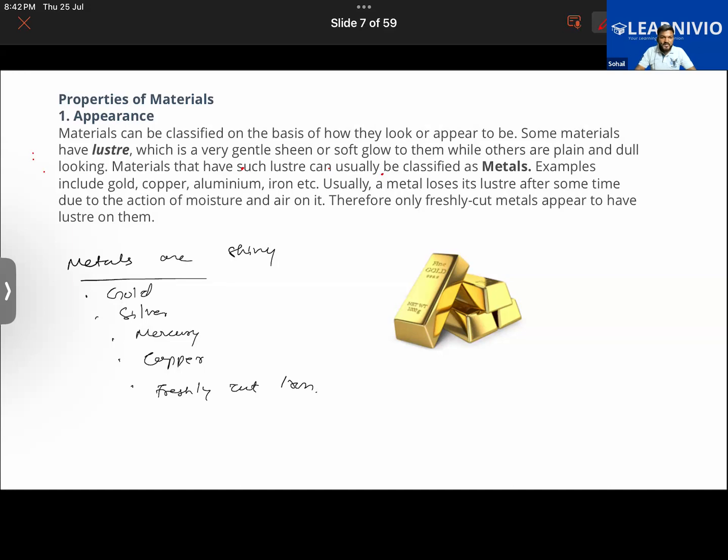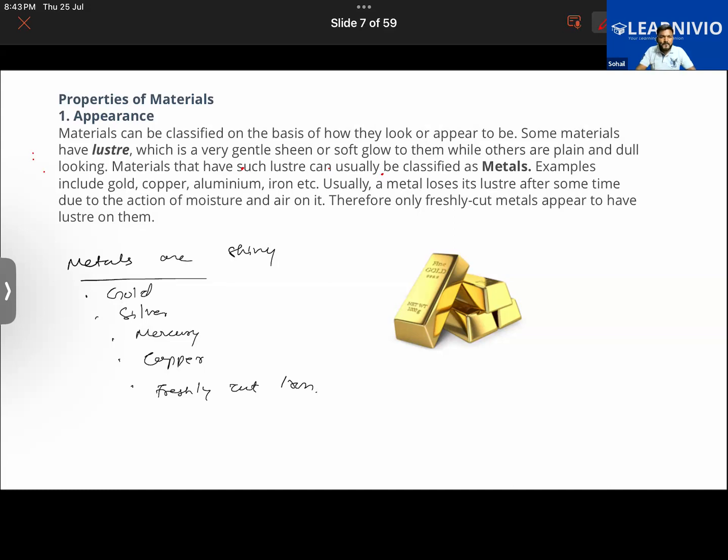That is what we are learning, that it is shiny, but after some time it will lose its luster because it reacts with the moisture present in the air. It reacts with oxygen and water and becomes rusty. Therefore usually most freshly cut metals would be shiny.